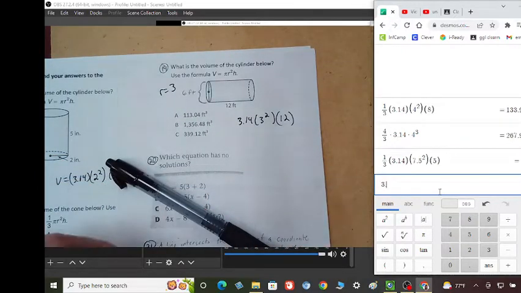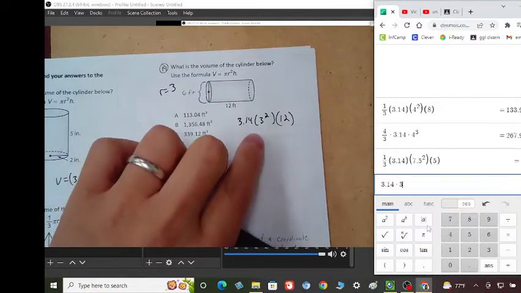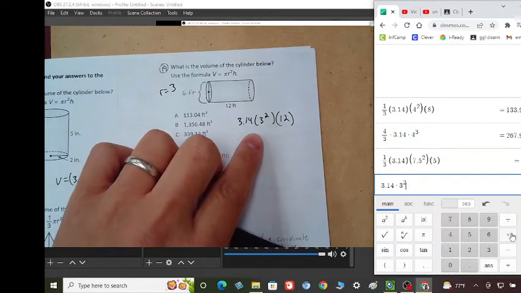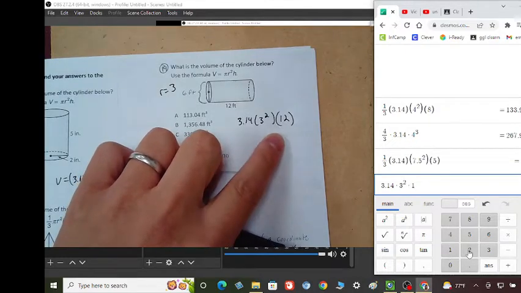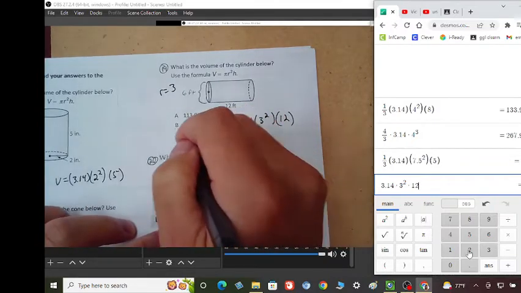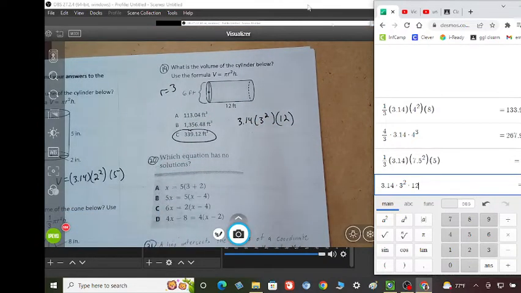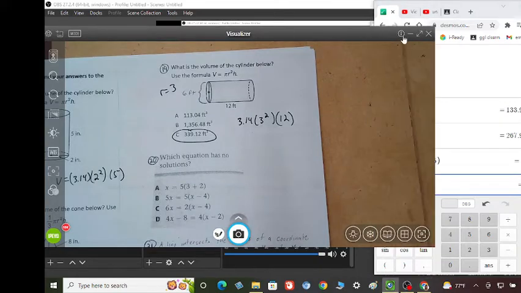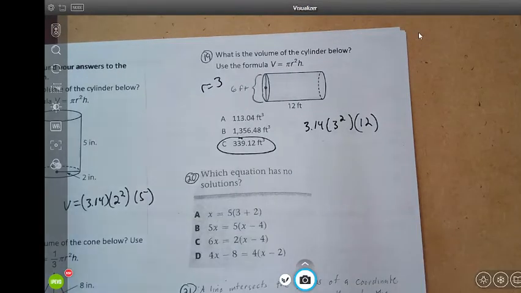So 3.14 times 3 squared times 12. That gives me 339.12, and that's option C. Okay. All right. I think we're done with the calculator there.